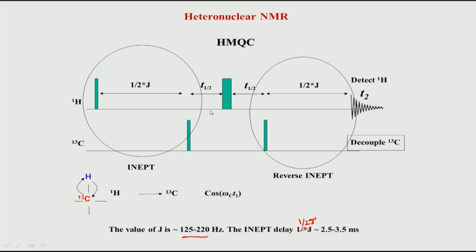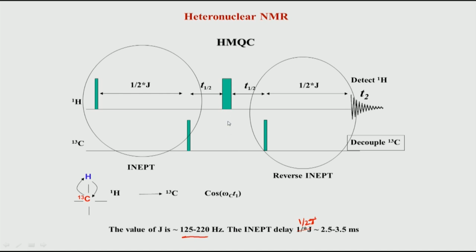During this period the carbon evolves because of the chemical shift. Now, again similar to what we saw in HSQC, there is a 180 degree pulse applied on the proton channel right in the center of the t1 part. So, half t1 is this side, half t1 is this side, and in the center is the 180. This is done similar to what we saw earlier, for decoupling protons from carbon.